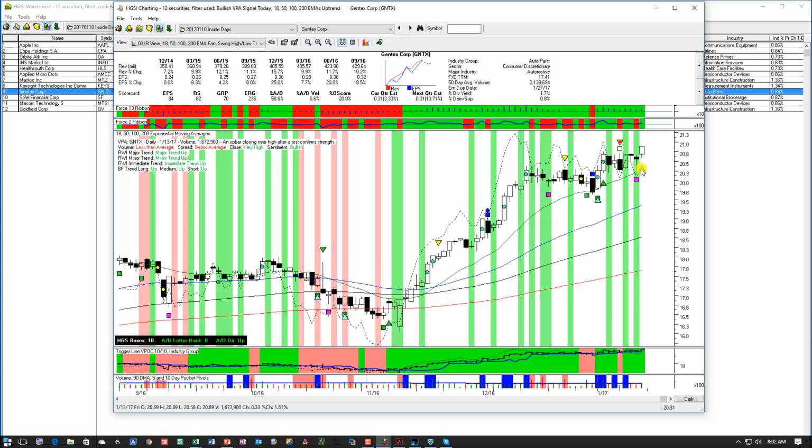So where are we on this stock right now? Where am I, I should say. An up bar closing near the high after a test confirms strength. Here's your test. Why was it a test? Because it traded down and closed in the upper part of its daily range. Now I've cleared that. We're out to a new high. This is a confirmation. Does it mean it's guaranteed to go up? Absolutely not. That's why risk control is very important.